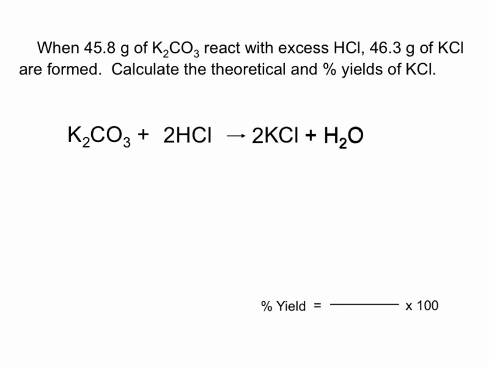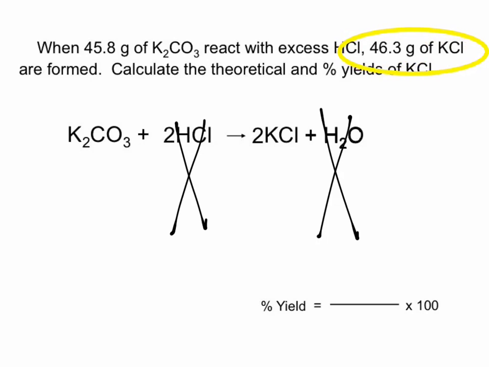Okay, so here is one of those problems where it's a big, long process. The very first thing is you are given 45.8 grams of K2CO3, and it reacts in excess HCl. So I know HCl is not going to be very important to me. And we get 46.3 grams of KCl, so water doesn't mean anything. This tells me that this is what we got when we went to the lab. So what does that represent? The actual yield.